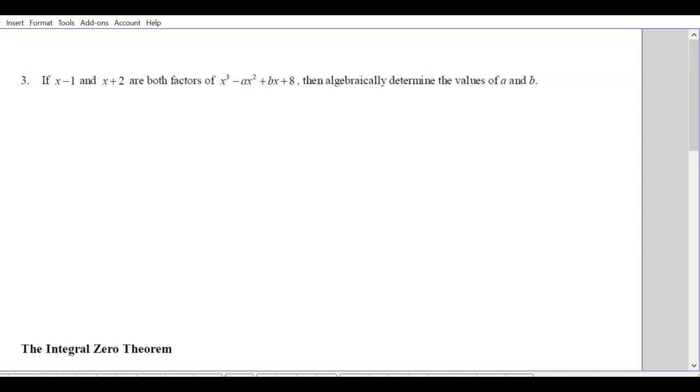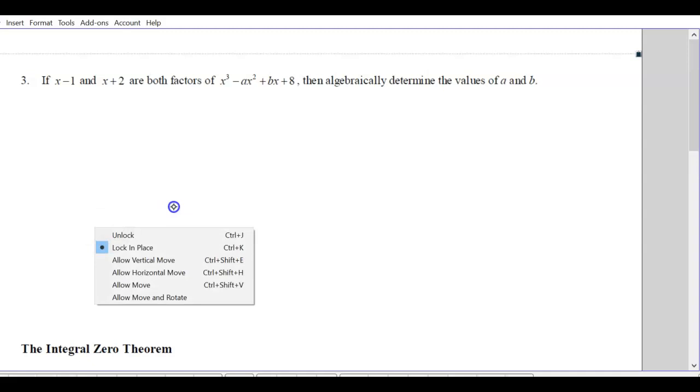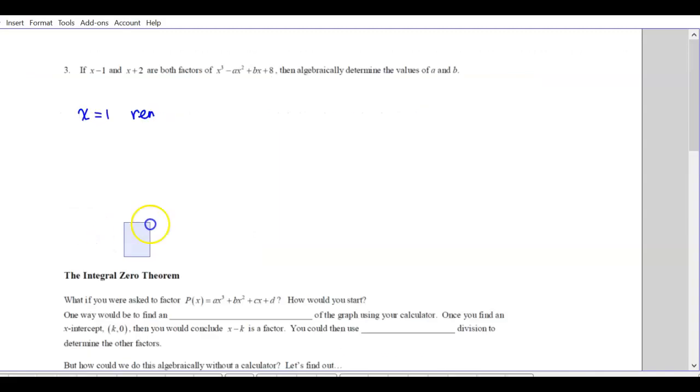So this one is pretty similar to one that we did yesterday, except the one that we did yesterday gave us the remainder, and this says they are both factors. That means the remainder is 0. Okay? So it's very similar to yesterday's. So this is a polynomial expression. If x minus 1 is a factor, that means that when we substitute x equals 1, okay, so when x equals 1, the remainder should be 0. So the value of that expression should be 0.